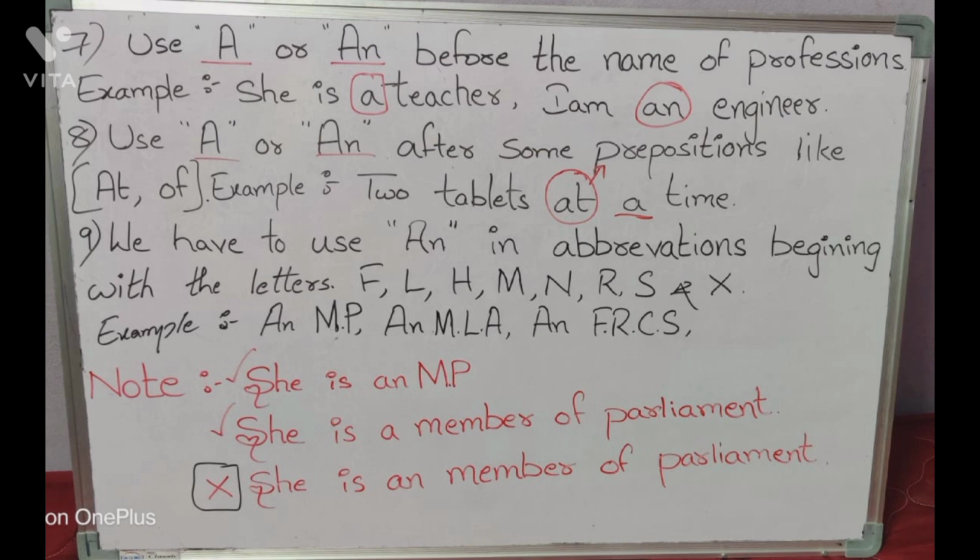Okay, and to denote a certain quantity, number, or speed, a and an articles can also be used. Okay, for certain numbers or certain quantities we also use a.